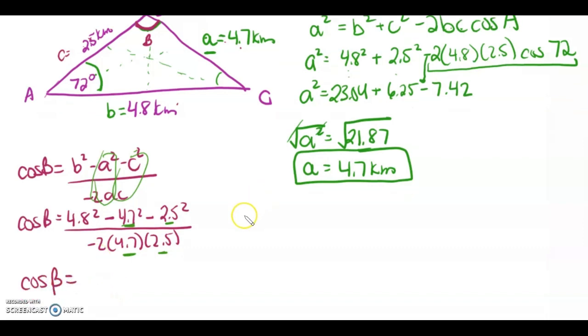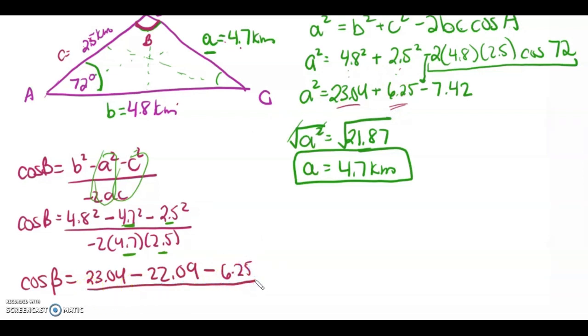So cos B equals, we've already done a lot of this work. 4.8 squared is 23.04, minus 4.7 squared. This is a new one. So 4.7 squared is 22.09, minus 2.5 squared. We already did it, it's 6.25. And if we put negative 2 times 4.7 times 2.5 in our denominator, we get negative 23.5.